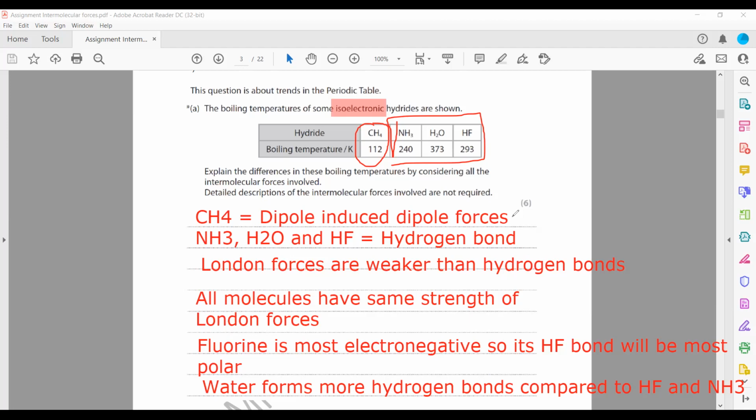Because the water molecule is able to form two hydrogen bonds, whereas in hydrogen fluoride there is only one hydrogen bond, same as for ammonia.